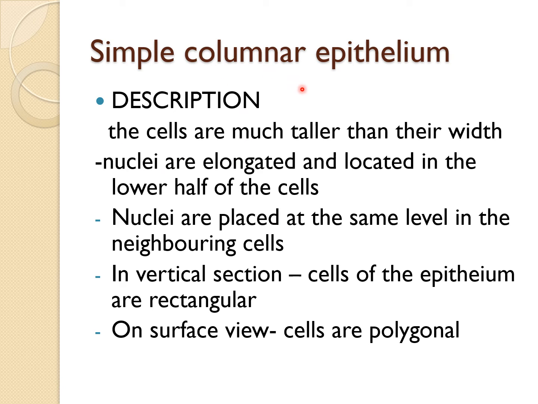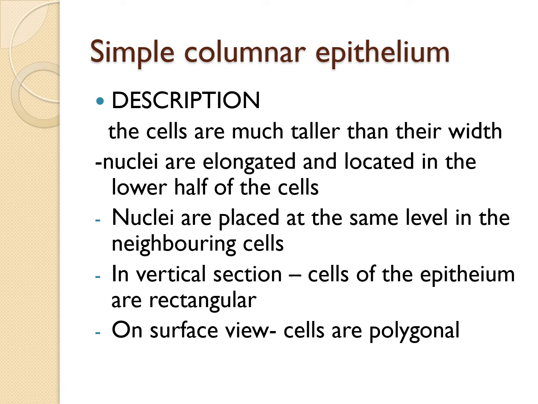Now simple columnar epithelium. So the description of the simple columnar epithelium: the cells are much taller than their width. Nuclei are elongated and located in the lower half of the cells. Nuclei are placed at the same level in all the cells. In vertical section, cells of the epithelium are rectangular. On surface view, cells are polygonal.